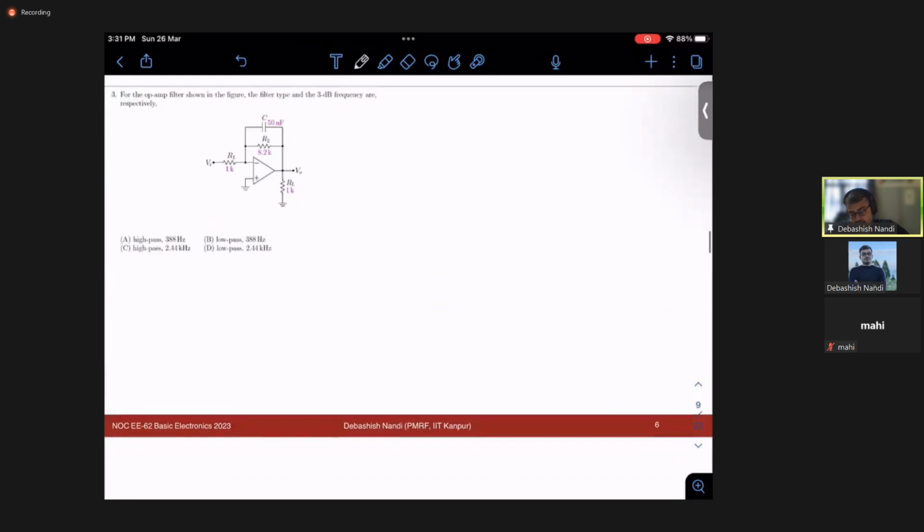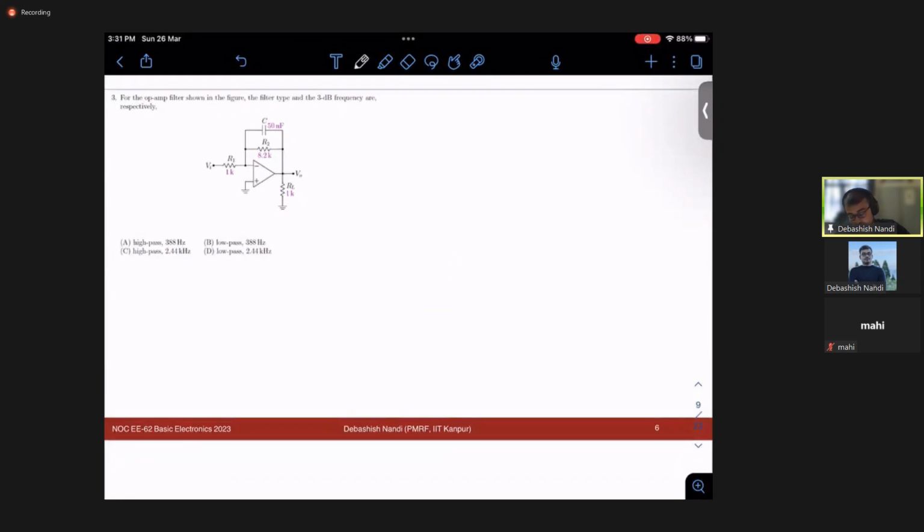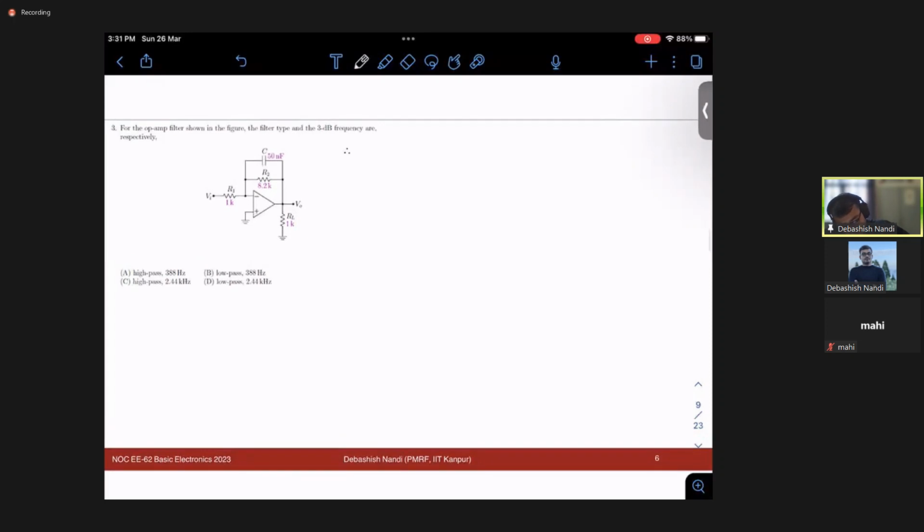What they're asking for the op-amp filter shown in the figure: the filter type and the 3 dB frequency are respectively this. So they want us to find out what the filter type is. First of all, there are many ways to solve this problem. First, I will go with the same method I used in problem number 2. And what is that? You simply play it like this.